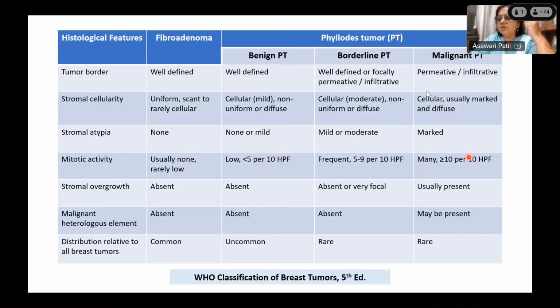You may not be able to count all mitosis in 10 HPF because you may not have that much tissue at all. Definitely, if you have a malignant heterologous component, or multiple mitosis with atypical mitosis, you will call it malignant. No mitosis, you say favor benign, okay? But if some mitosis are seen, you can't rule out borderline phyllodes tumor.